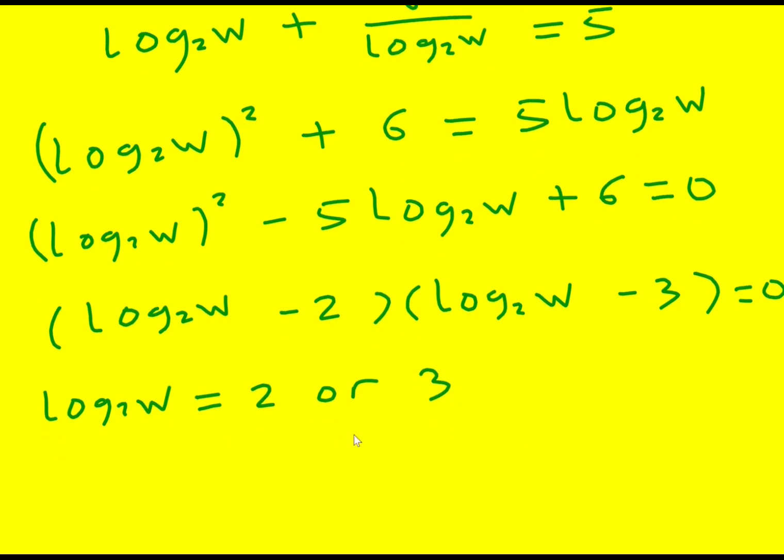So in fact, there's going to be 2 answers here. w is either going to be 2 squared or 2 to the 3.